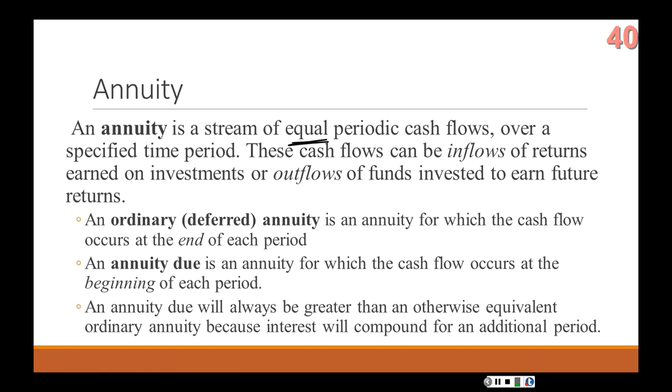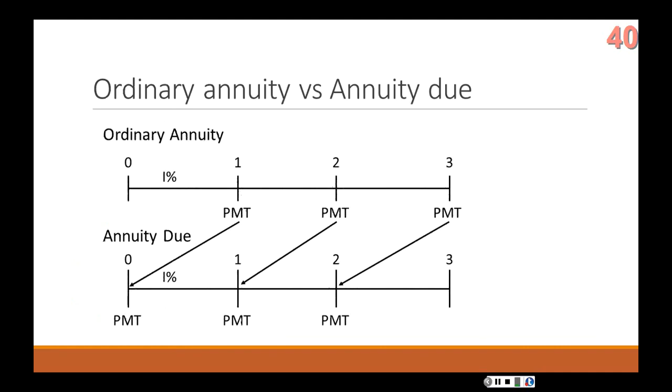An annuity due is an annuity where the cash flow occurs at the beginning of the period. So for example, your rent. You pay your rent on the 1st to live there throughout the month. An annuity due is always greater than an ordinary annuity because the interest gets compounded for one additional period. And so here this is presented on a timeline. The cash flows for an annuity due are occurring at the beginning of the period instead of the end of the period.